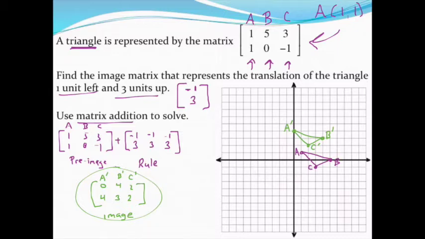And then just to check that this was correct, did I move 1 unit to the left and 3 units up? Well, we can take a look. And yeah, that's absolutely what ended up happening. Point A moved 1 unit backwards and then 3 units up to become A prime. A beautiful representation of 2 triangles translated using matrices.